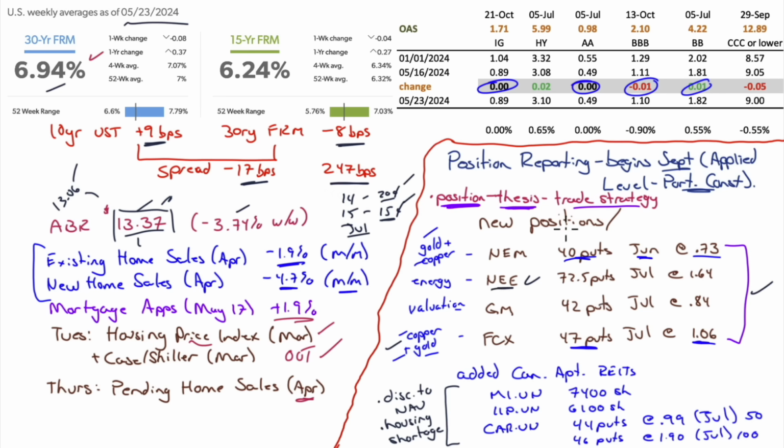So NextEra Energy, 72.50 puts for July, got $1.64 on that one. And GM for July, the 42 puts, I got 84 cents.